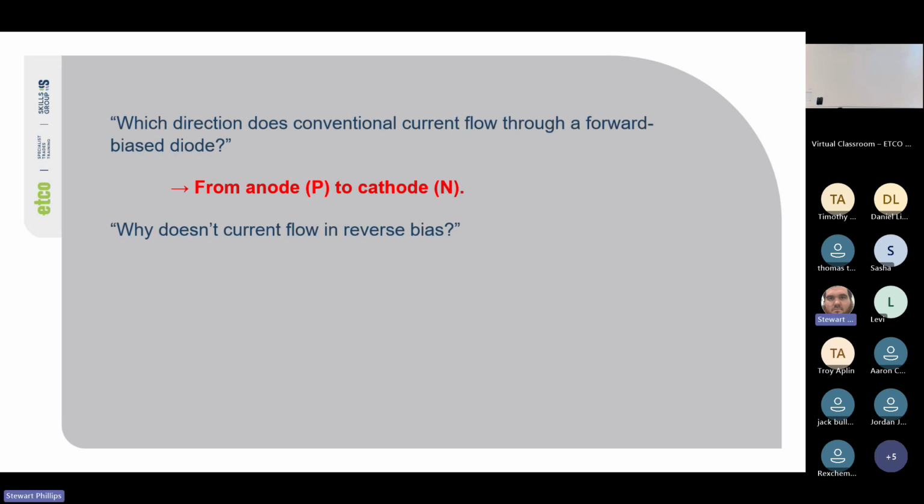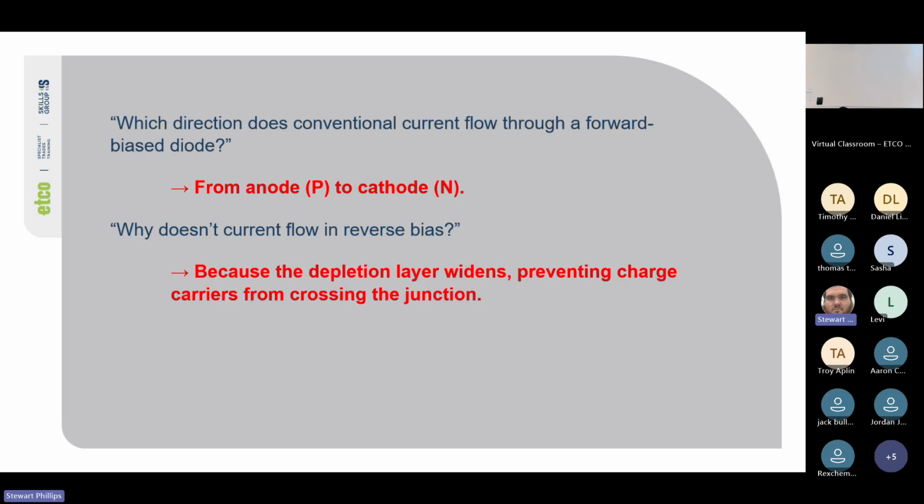Yep, so most of you are getting there. Cool. Because the depletion layer widens, it prevents charge carriers from crossing the junction. Because we're drawing the holes and electrons to the outside of the PN junction rather than pushing them towards the middle, we get a wider depletion zone.